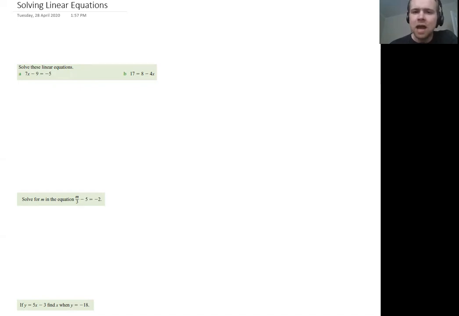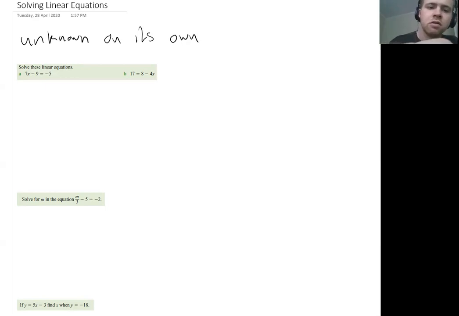So the main thing when we are doing equations is we want to get the unknown on its own. That is always what we're trying to do. Trying to get the unknown, that is the pronumeral or the letter, on its own. That is what we're trying to do. And the order that we do that is in reverse BIDMAS.